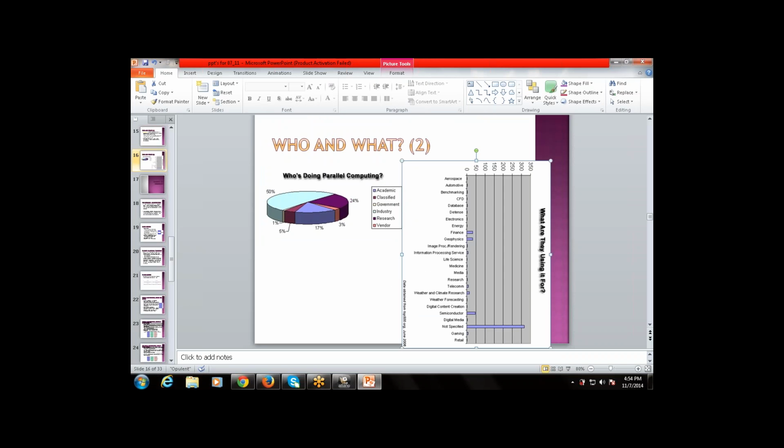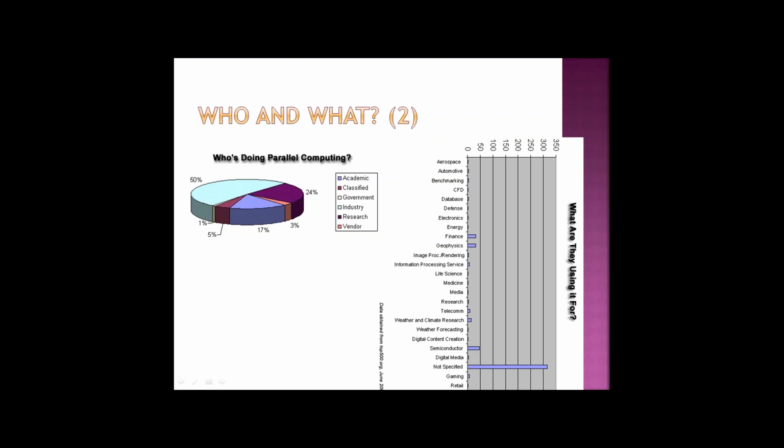That is, who is doing the parallel computing, meaning what are the applications or who is using parallel computing. One is academic. Academic is using only 17%. Classified is also using only 5%. The major area, the 50% area that is using parallel computing, is the industry. So this is the important concept: most of the industry in our country, in the whole of India, is using 50% of the parallel computing.